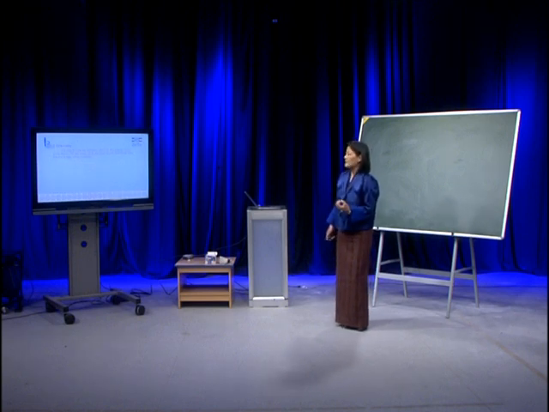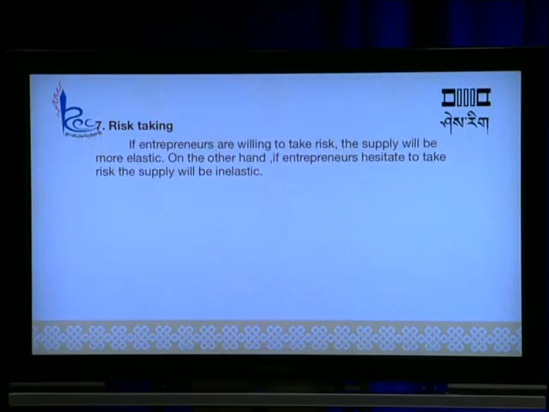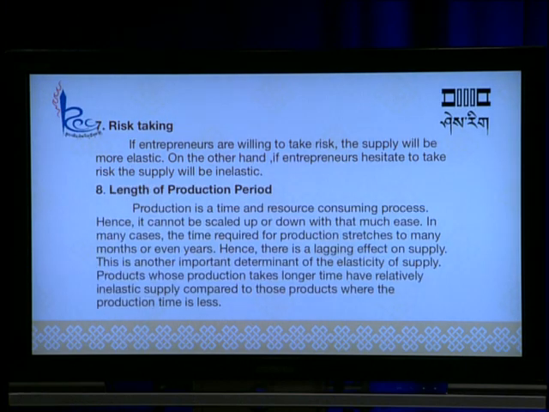On the other hand, if entrepreneurs hesitate to take risk, in other words, if they are risk-averse entrepreneurs, then the supply will be inelastic because they will not be ready to produce and supply more, as they will not be willing to take risks. So, in the second case, the supply is going to be inelastic.